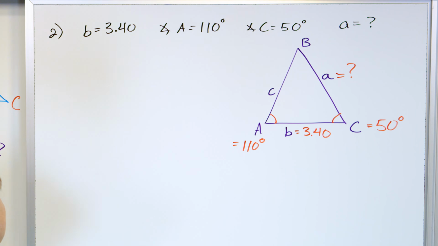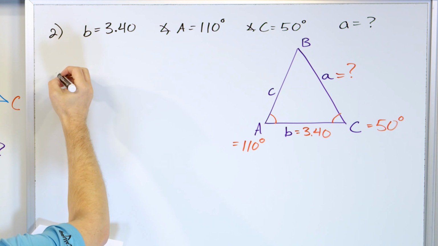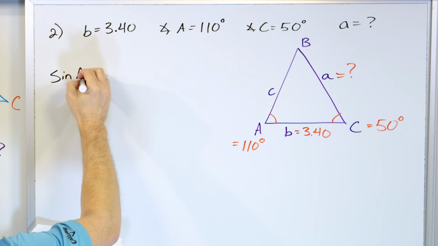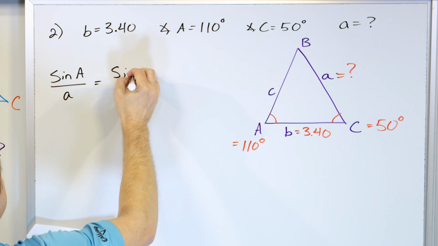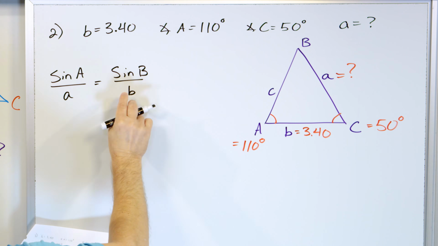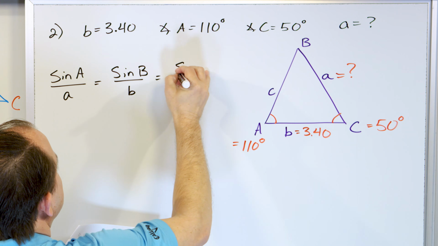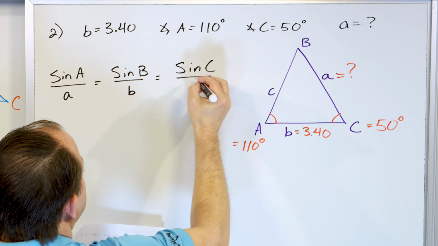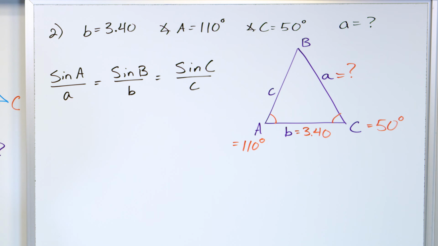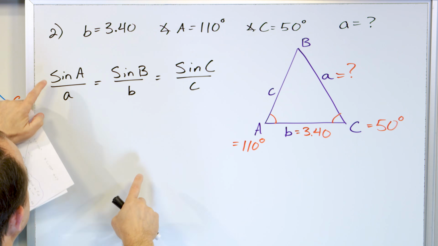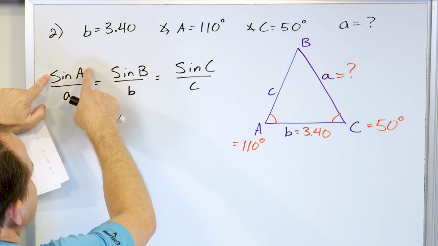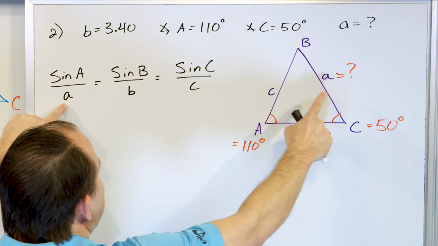So if I write down the law of sines, let's see what we get. Let's just write it down straight away here. It's the sine of angle A over length A is equal to the sine of angle B over the length of side B is equal to the sine of angle C divided by the side of the triangle labeled C. And we try to put it in here and see if we can solve it. So we know angle A is 110, so this is a number, but we're trying to find A, so this is unknown.